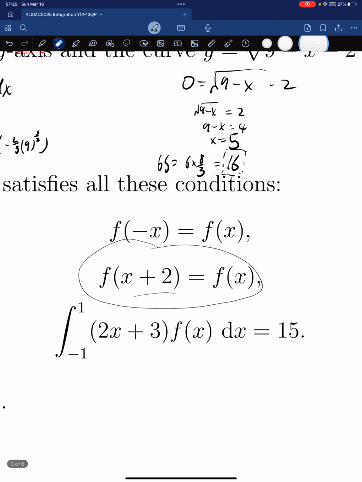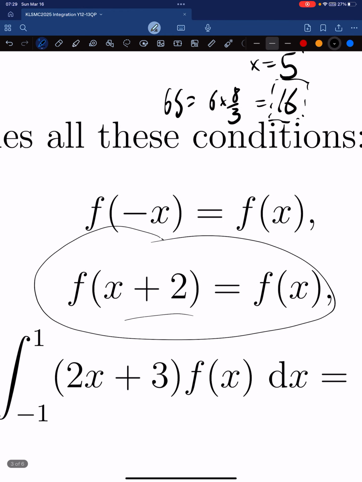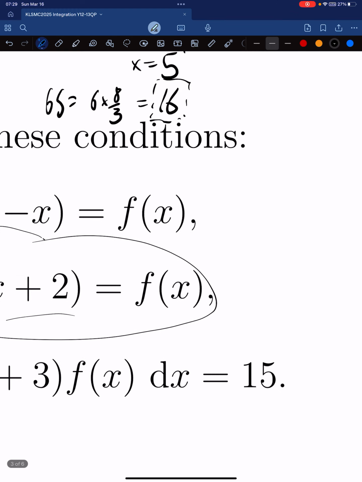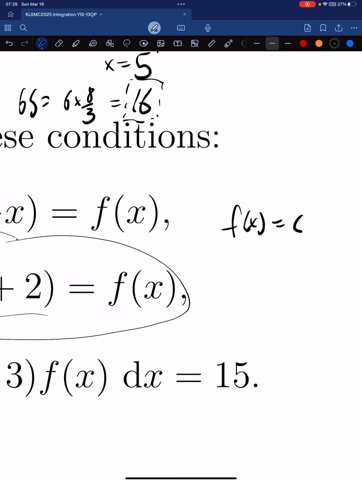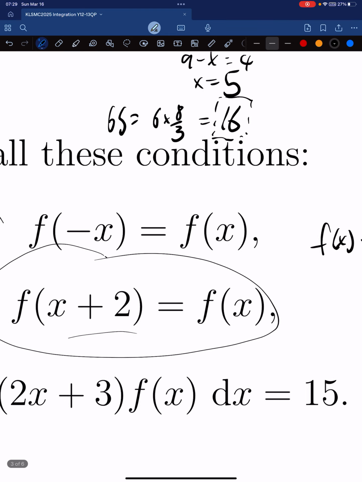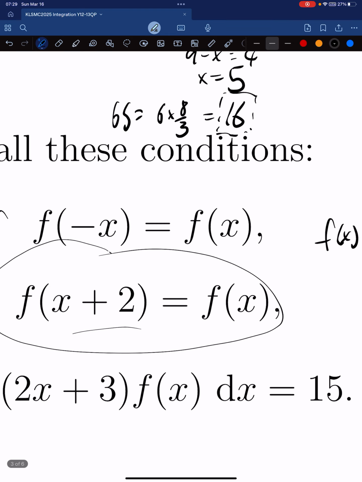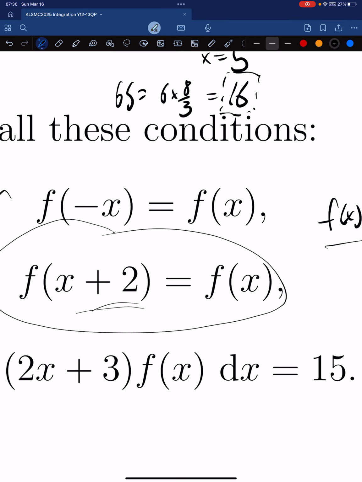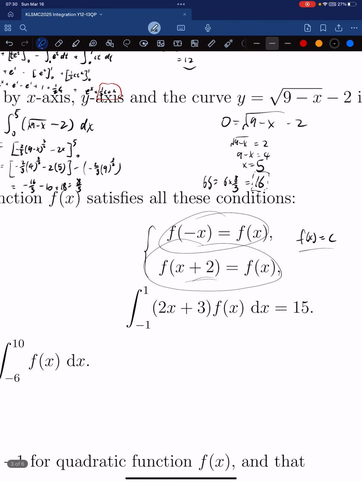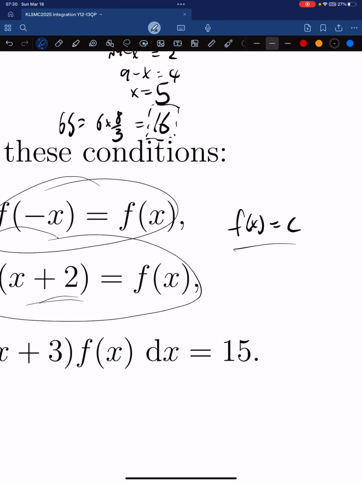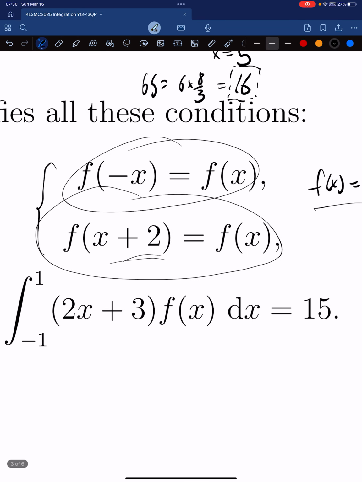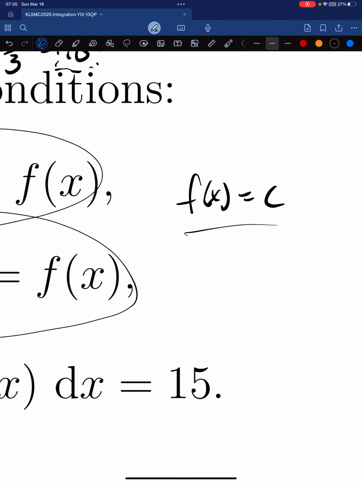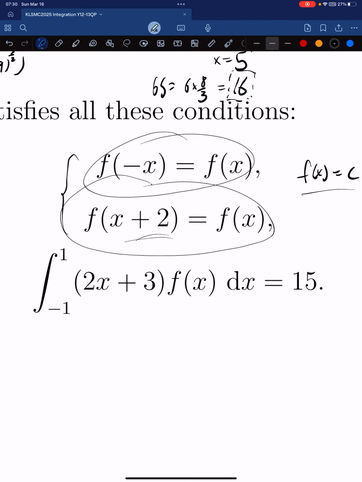So think of a function that follows these two properties. Well, let's think of this: f of x equals a constant. These two properties definitely hold, right? It's periodic as we move in units of 2, and it's an even function. So it's a very trivial function. So what we can do is find a particular constant such that this thing evaluates to 15.